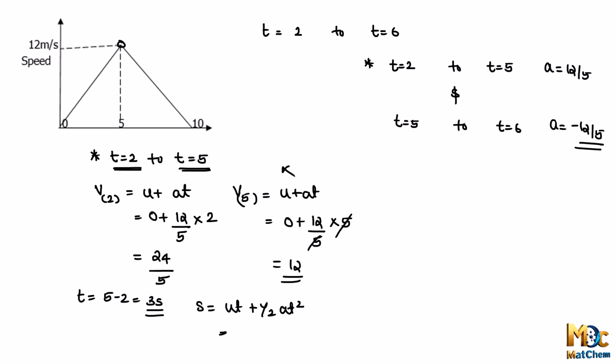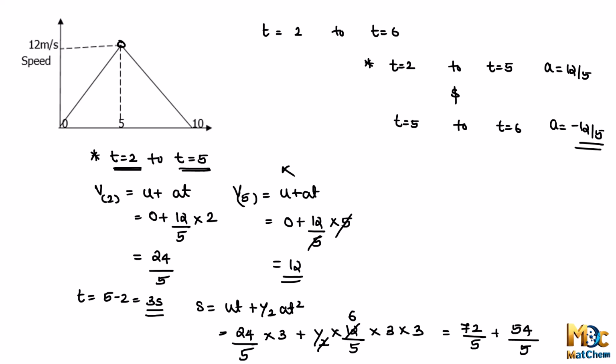So what is the initial velocity? Initial velocity is nothing but the velocity at the time equal to 2. Therefore, 24 divided by 5 into time taken, which is 3 seconds, plus half into acceleration 12 by 5 into time taken 3 seconds into 3 into 3. This particular 2 and 12 can cancel, you will get 6 here. Therefore, 24 into 3 is 72 divided by 5, plus 6 into 3 is 18, and 18 into 3 is 54.